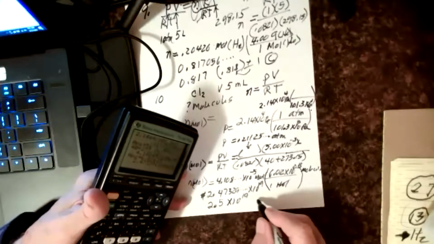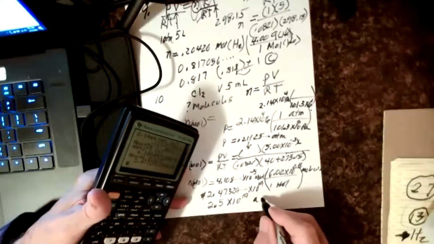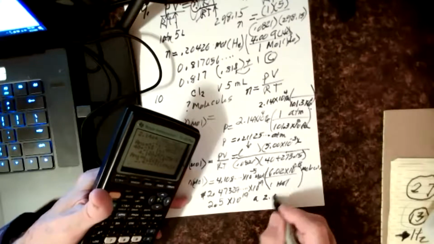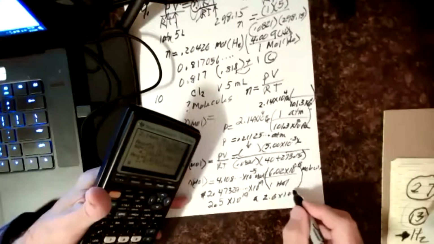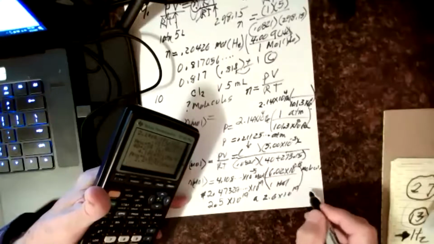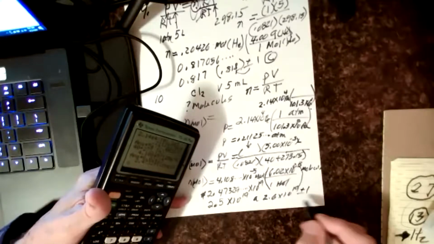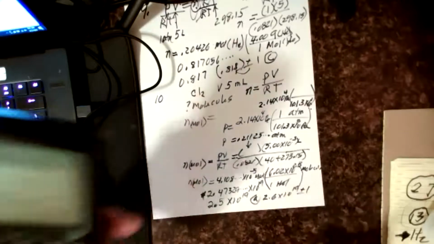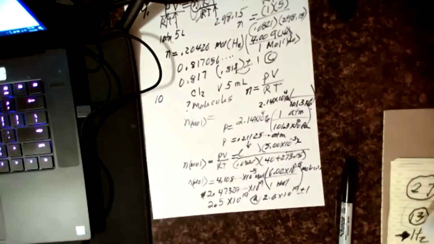I've got, and response A is 2.6 times 10 to the 19th. So again, we're plus or minus 1. So A is the correct answer then.